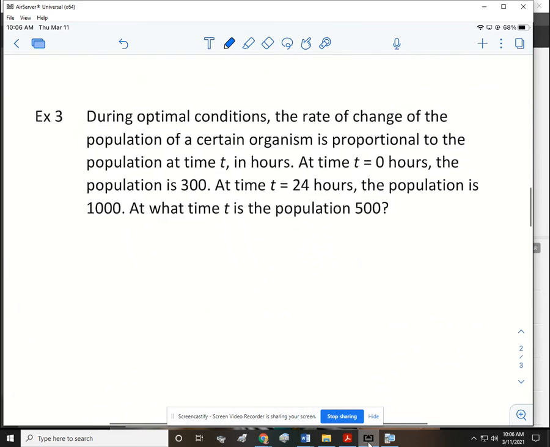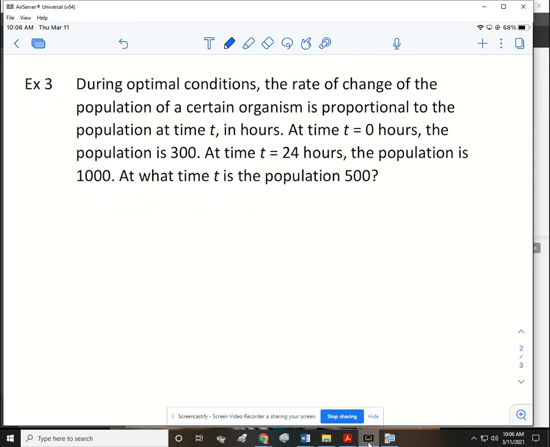Okay. All right, one more. So during optimal conditions, the rate of change of a population of a certain organism is proportional to the population at time t in hours. At time t equals 0 hours, the population is 300. At time t equals 24 hours, the population is 1,000. At what time t is the population 500?